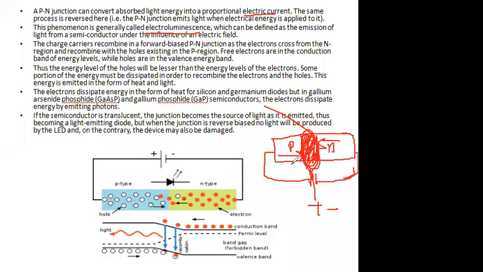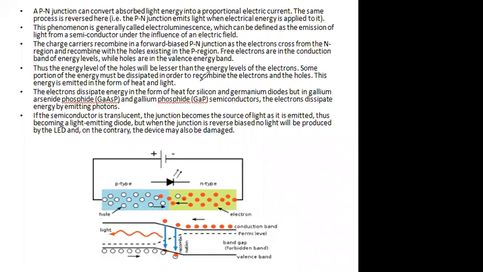As the free electrons are in the conduction band and the holes are in the valence band, therefore the energy levels of the holes will be lesser than the energy levels of the electrons. Some portion of energy must be dissipated in order to recombine the electrons with the holes. Okay. This energy is emitted in the form of heat and light. The electrons dissipate energy in the form of heat for silicon and germanium diodes.